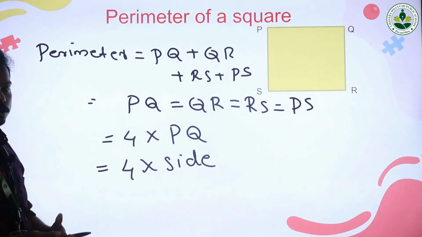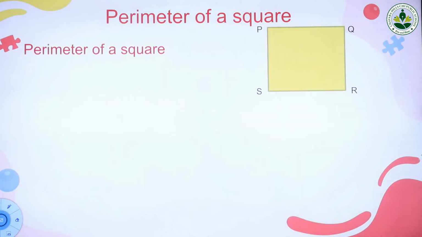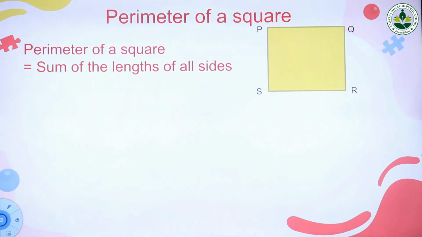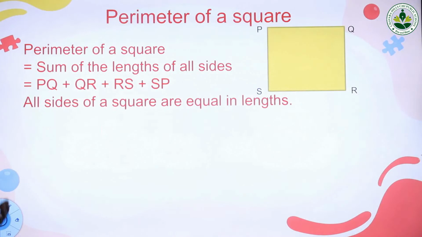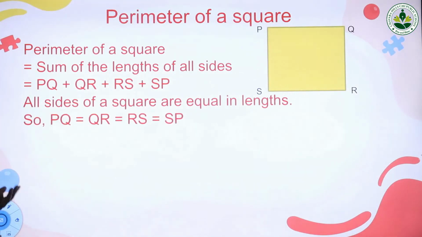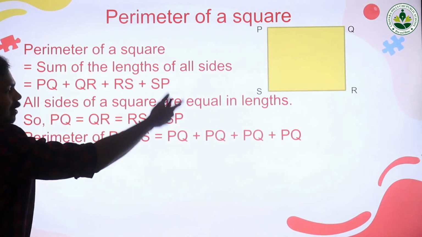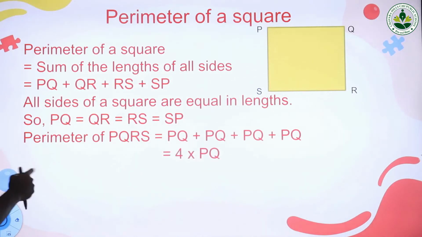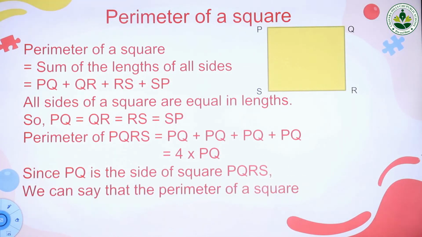Perimeter of a rectangle is 2 into L plus B, 2 into length plus breadth. Here we need to find the perimeter of a square. That means the sum of the lengths of all sides, which is PQ plus QR plus RS plus SP. But this is a square. All the sides of a square are equal. So PQ equals QR equals RS equals SP. So the perimeter of this square PQRS is PQ plus PQ plus PQ plus PQ, that is 4 into PQ. Since PQ is the side of the square PQRS, the perimeter of a square equals 4 into the length of a side.